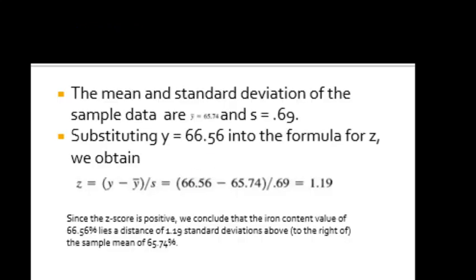To find the z-score, we need the mean and the standard deviation. Sample mean is 65.74. Sample standard deviation is 0.69. So the z-score is y minus y bar divided by the standard deviation. Y is the observation, and this is the mean and the standard deviation. So 1.19 is the z-score. What does that mean? It means that this observation of 66.56% lies at a distance of 1.19 standard deviations to the right of the sample mean, which is 65.74%.